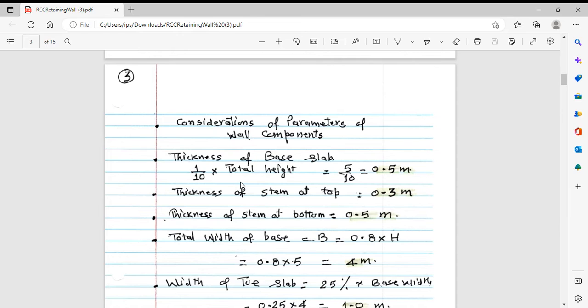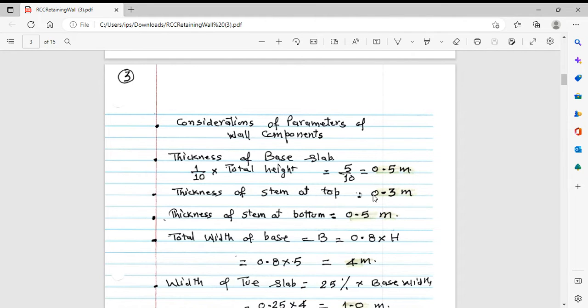Now, consideration of parameters of the walls. How to decide the thickness, width, length, and other parameters of the retaining wall components. So, thickness of the base is generally taken as 1/10 of the total height. Here, our total height is 5 meter, 1/10, that is 0.5 meter. And one important thing is, when we are talking of the thickness of this base as 0.5, the same thickness is to be provided at the bottom of the stem also, so that our design will be safe.